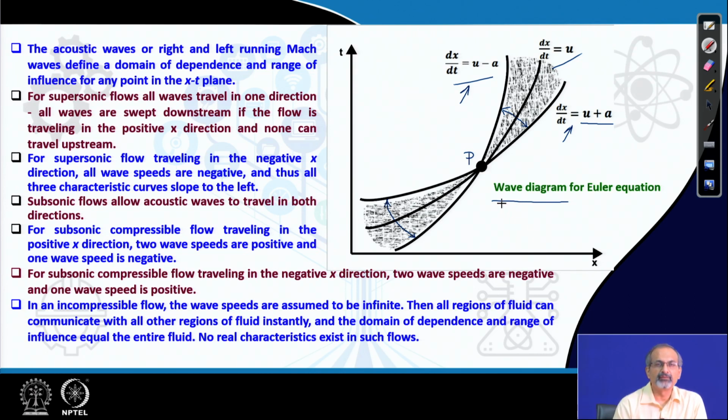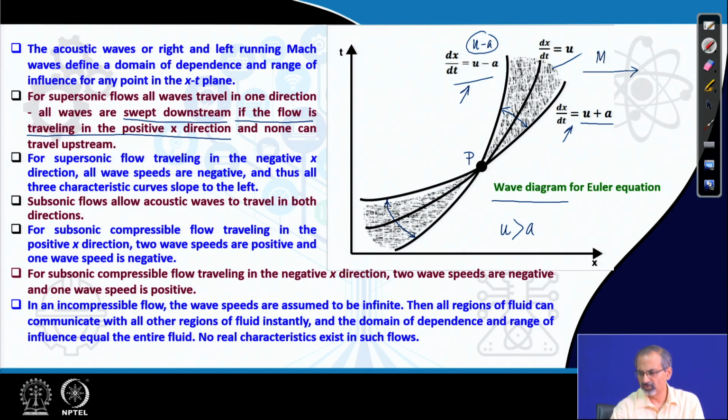Now, for supersonic flows, all waves travel in one direction, and they would be swept downstream if the flow is traveling in the positive x direction, and none can travel upstream. That is because u is greater than a. Therefore, the term which can become the lowest one, even that remains positive and therefore slopes towards the right.